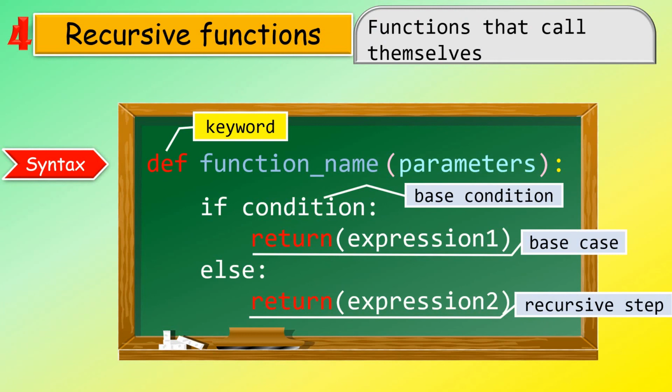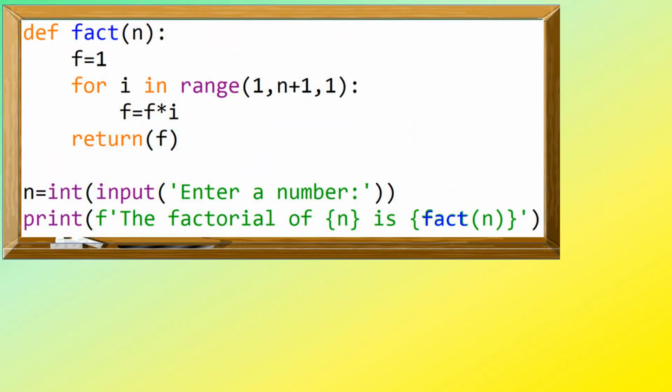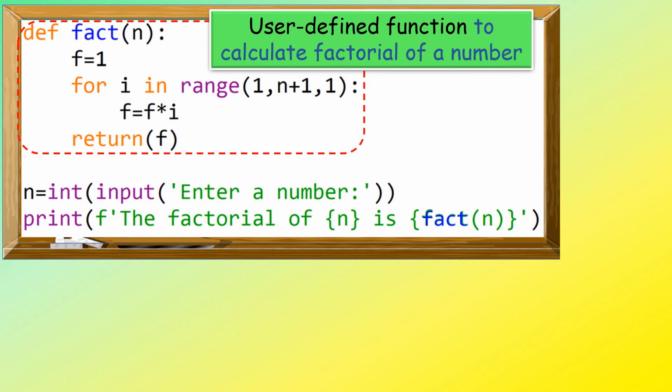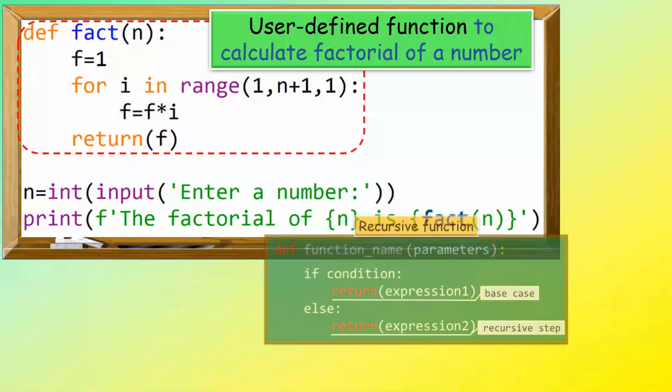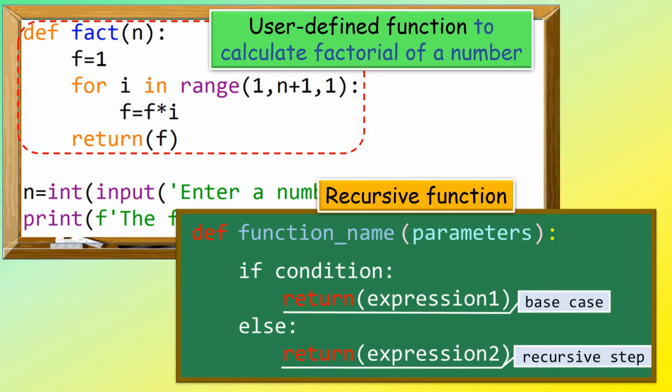Okay, let us take the example of factorial of a number and analyze it with the recursive function. So here you can see this program calculates factorial of a number by using a user-defined function. Now I'm going to write the same program with a recursive function by applying this syntax.